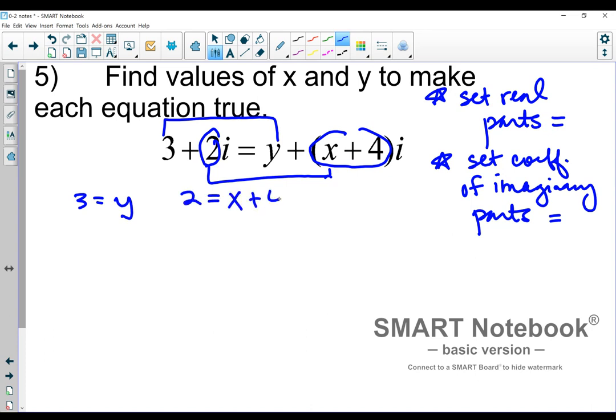So it looks like I need to solve for x here, subtract 4 on both sides. Negative 2 is equal to x. So then I could write that xy is equal to negative 2, 3.